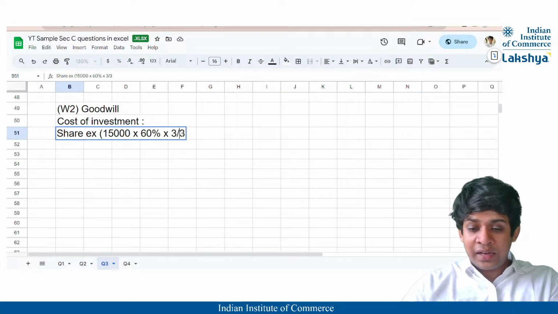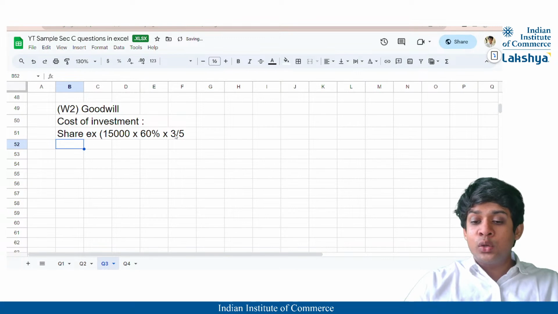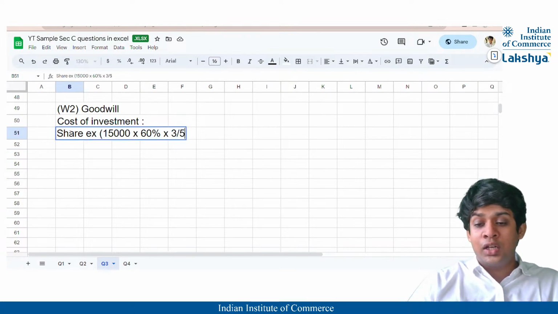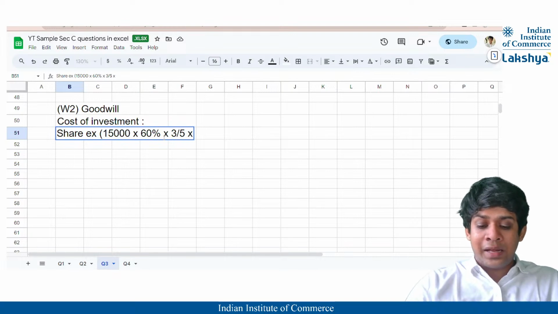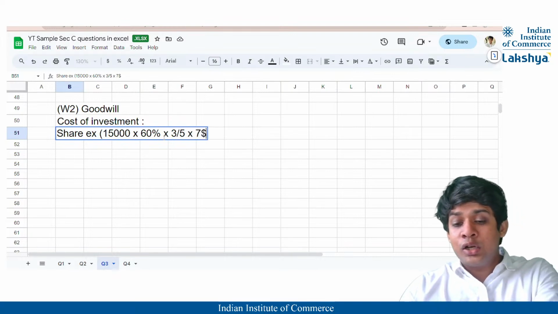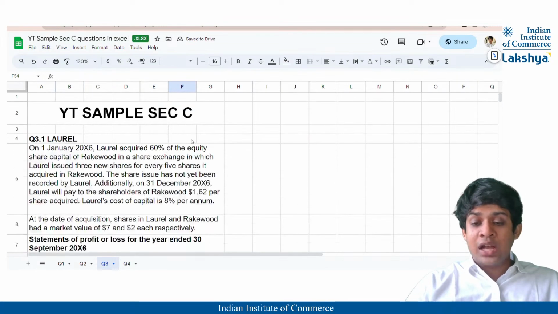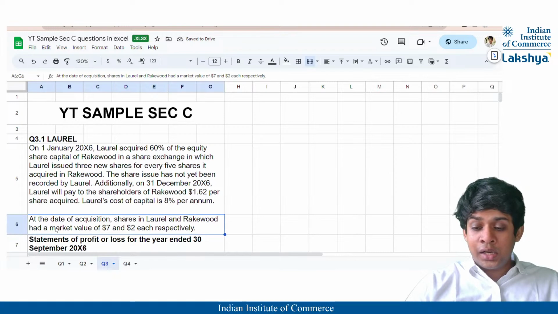3 divided by 5 shares, correct? This is the share exchange. The shares that you give will be the numerator. The shares that you get in the share exchange will be the denominator. And it will be multiplied by the market value of the parent company's share. Each share market value of the parent company is stated here at $7.